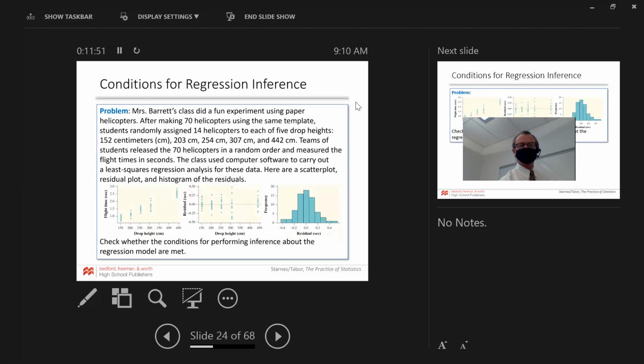Random sample. Okay. So here's an example. Mrs. Barrett's class did a fun experiment. Do you want to do a fun experiment? Making paper helicopters? No one wants to do fun? Some people might want to even back in the building soon. So they did a fun experiment with helicopters.